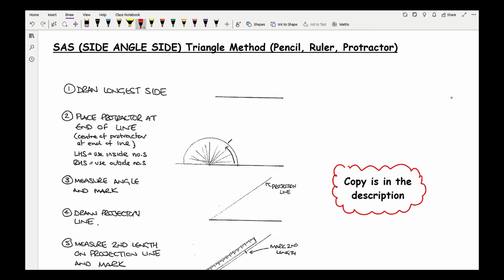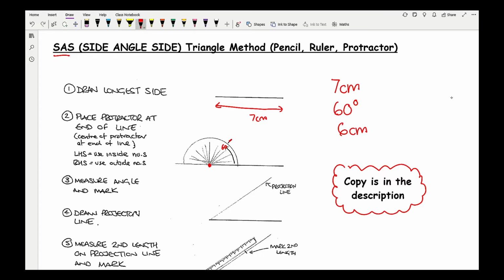So the first thing you want to do is draw the longest side. Once you've established the triangle you've got to construct, so for example, if I had 7 centimeters, an angle of 60 degrees and 6 centimeters, then it says to draw the longest line. So here I would draw the 7 centimeter line. The next thing I would do is find where 60 degrees is on my protractor from one end. So I'd put the center of the protractor at one end of the line, go up to 60, and put a little dash where 60 degrees is.